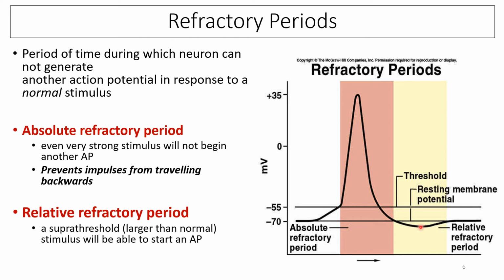Okay, you're going to get asked about these refractory periods. Make sure you know that the absolute refractory period functions to prevent the electrical signal from traveling backwards. It perpetuates the signal in one direction down the axon.